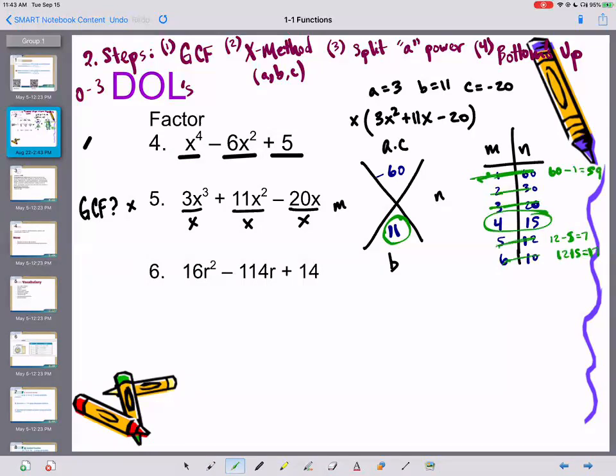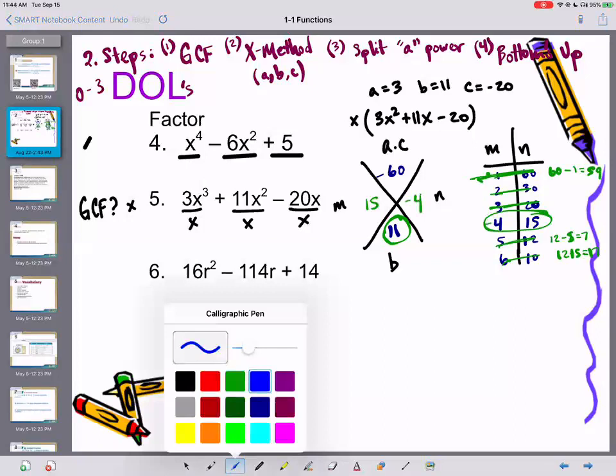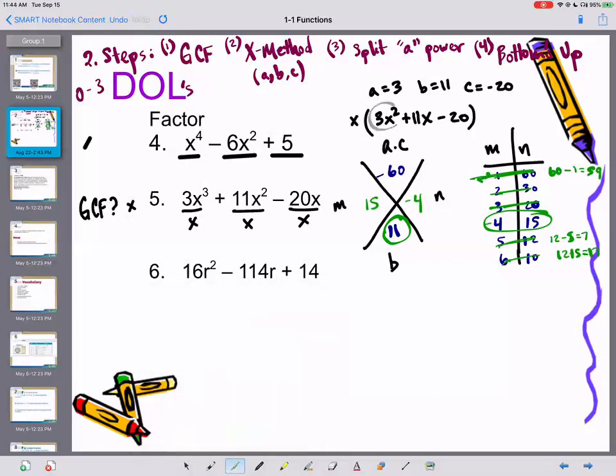Okay, now how do I get 11 out of the numbers 4 and 15? 15 and negative 4. There you go. So 15 and negative 4. So that's my X method. Now I go on to step 3. Step 3 says split the A power. So let's see if we can see the color. Here's my new A. I'm going to take this and I'm going to split it. So instead of 3x squared, it becomes an x. You just split the power. So 3x plus 15 and 3x minus 4. That's step 3, split the A power.